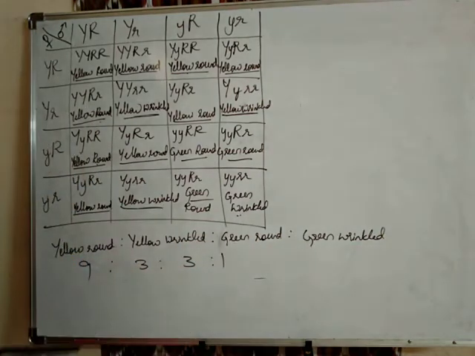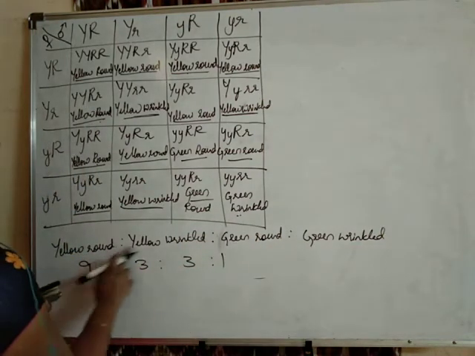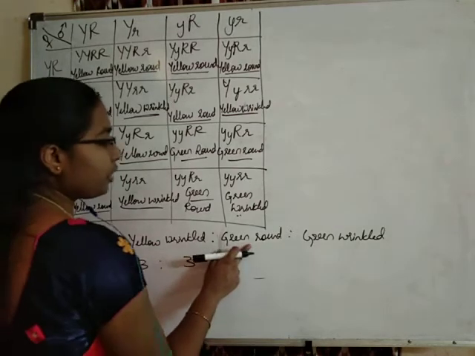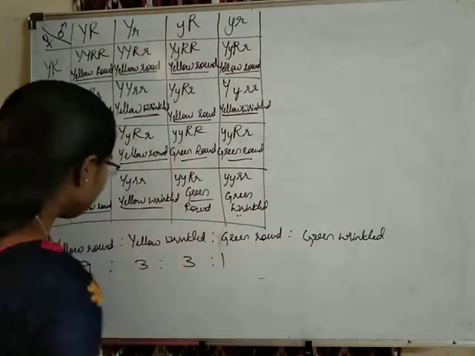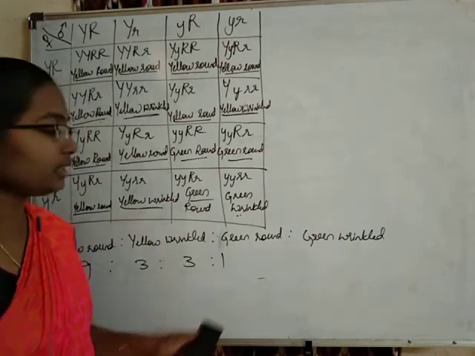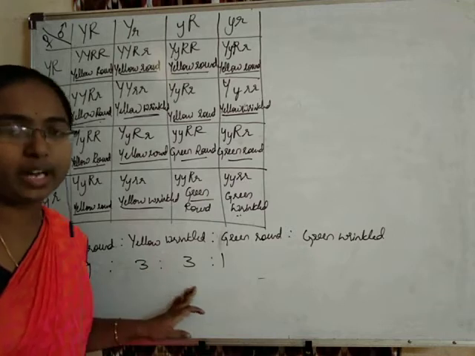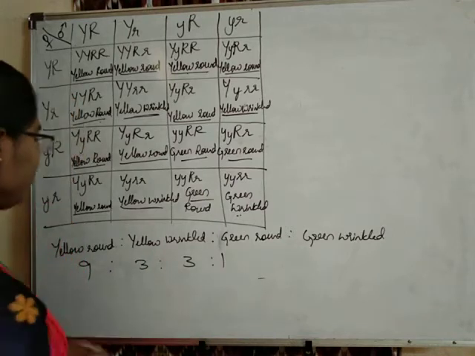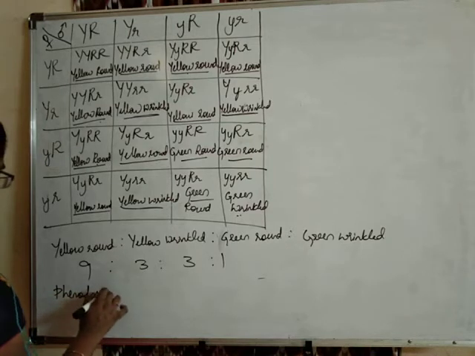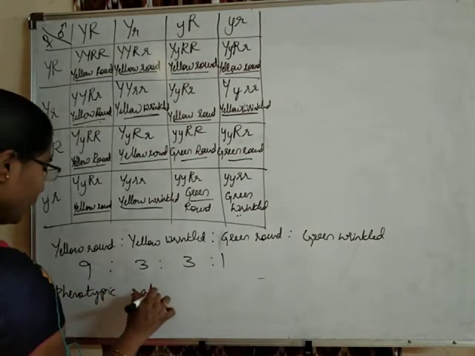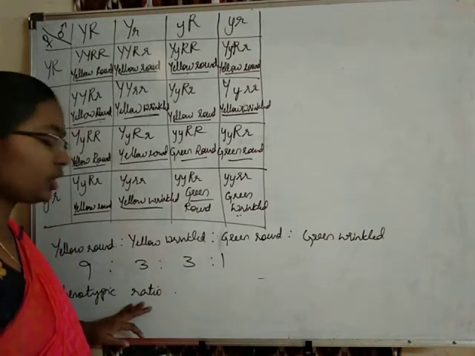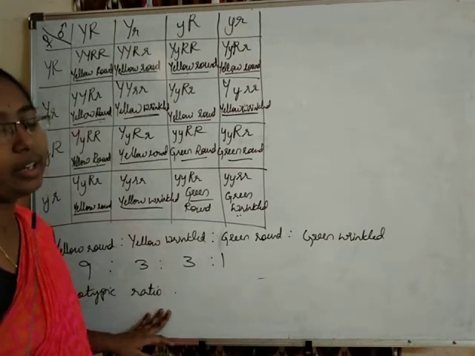So what is the phenotypic ratio of yellow round to yellow wrinkled to green round to green wrinkled? It is 9:3:3:1. This is the phenotypic ratio of a dihybrid cross.